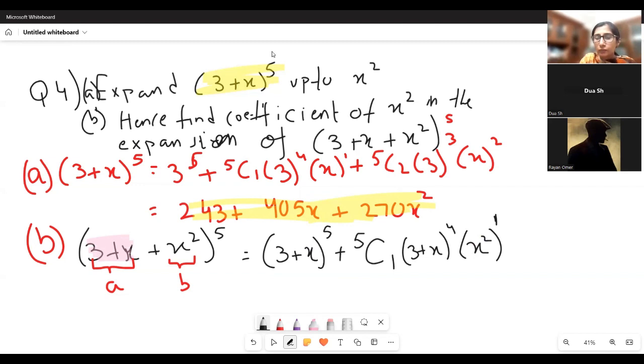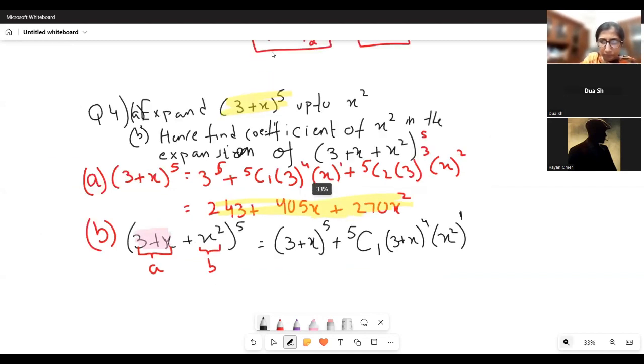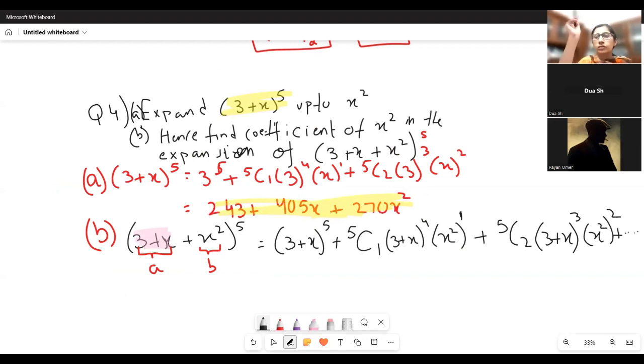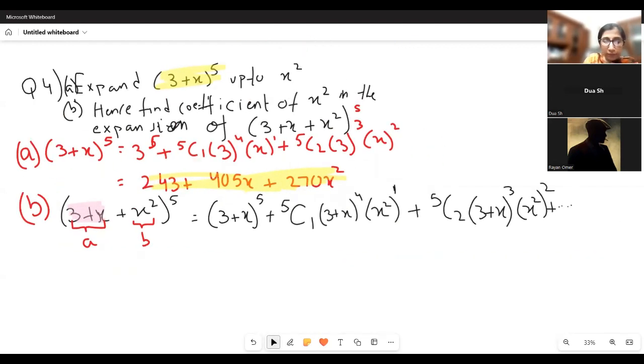Okay. And the next term would be 5C2, (3 + x) power, decrease the power, that would be 3, and for x squared, the power would be the bottom value 2, and so on. This does not seem to be a feasible approach. We need the coefficient of x squared. So we've already expanded this.